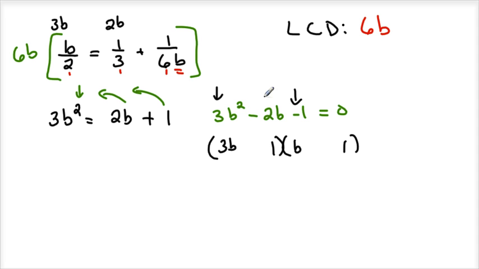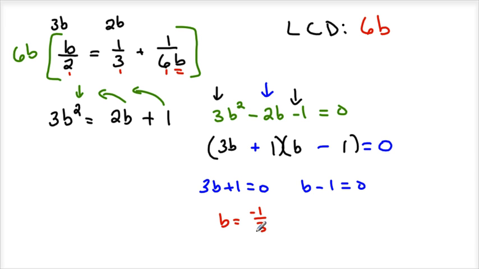Now I just got to figure out, I want my negative 2 to be negative, so 3 times b is 3b squared. 3 times 1 is negative 3b, plus 1b will give me my negative 2b. So 3b plus 1, b minus 1 equals 0. One last step, take each factor, set it equal to 0. So 3b plus 1 equals 0. b minus 1 equals 0. Solve both of these for b. b equals negative 1/3. b equals positive 1.